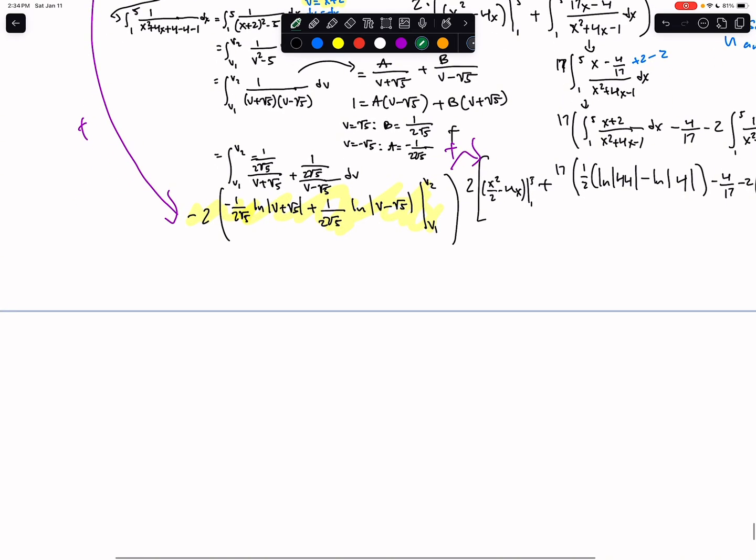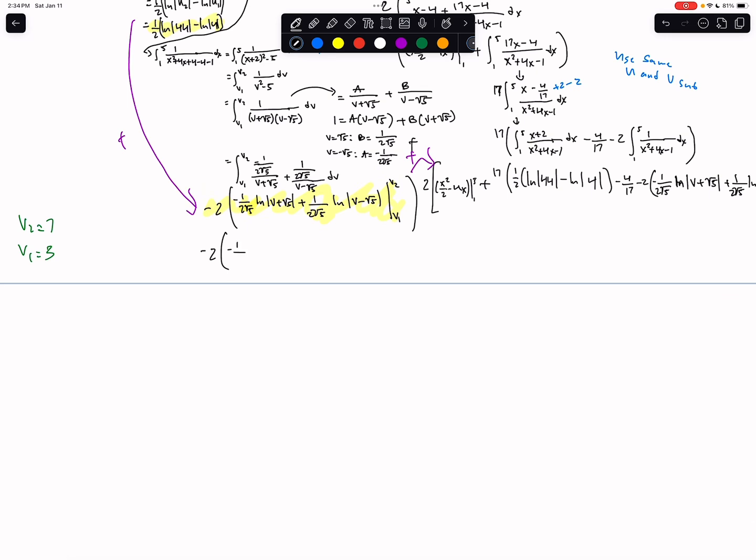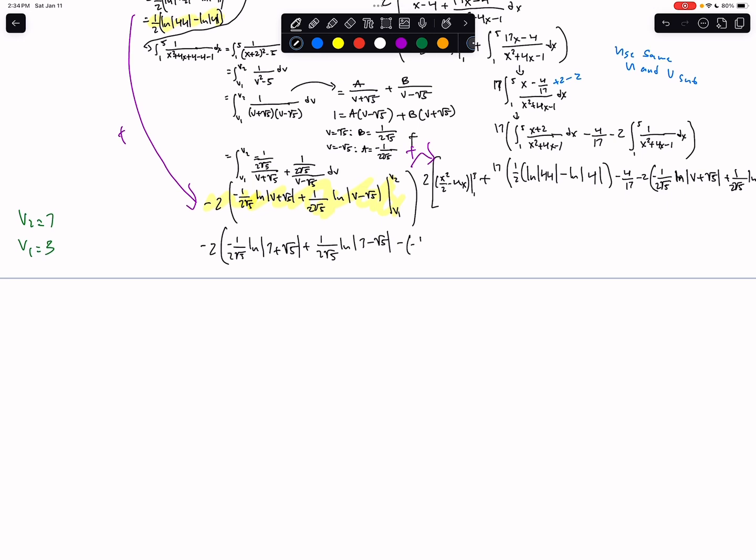So this guy is just going to be negative 2 times negative 1 over 2 square root of 5 ln absolute value of 7 plus root 5 plus 1 over 2 square root of 5 ln absolute value of 7 minus root 5, minus, oh my god, negative 1 over 2 square root of 5 ln absolute value of 3 plus root 5 plus 1 over 2 square root of 5 ln absolute value of 3 minus root 5. Okay.